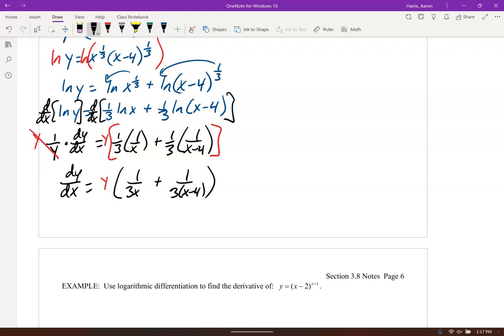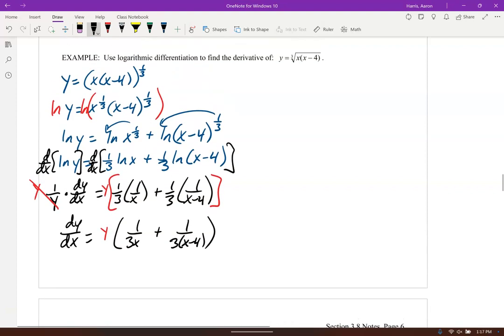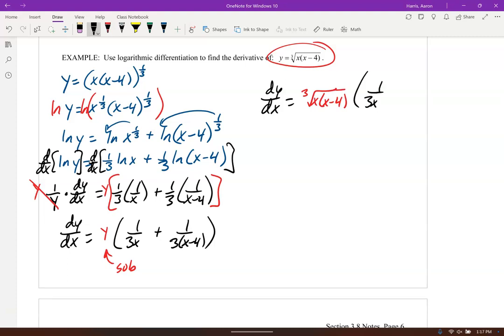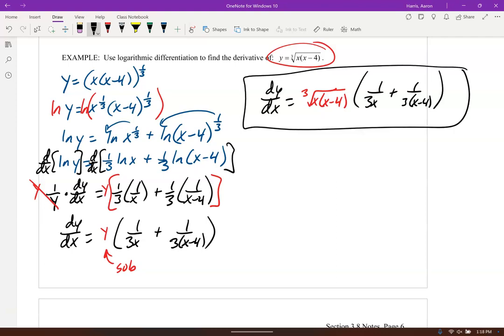So what do you do with the y? Well, go back to what y was. Y was given to us right here. It's the third root of x minus 4. We're going to go ahead and substitute that in. So dy/dx, or y prime, is y times 1 over 3x plus 1 over 3x minus 4. And we're all done. There's y prime.